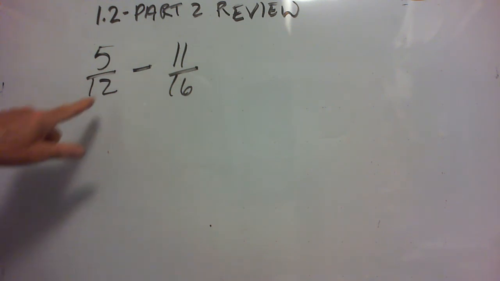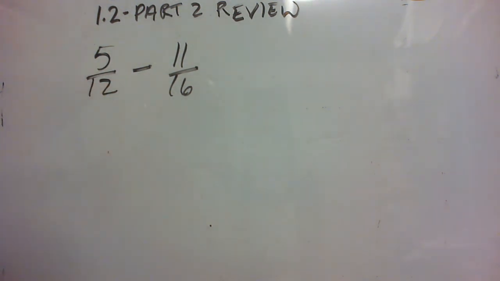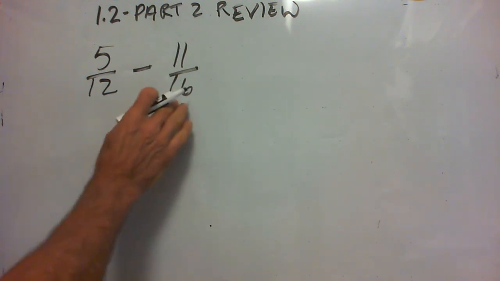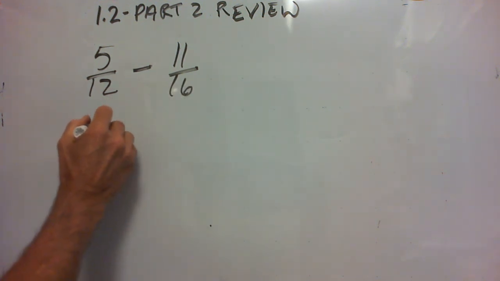Okay, in our next problem, we're taking 5/12 minus 11/16. First thing we're going to have to do is find a common denominator, a least common denominator. Now you could take 12 times 16. That would give you a common denominator. But you can find a smaller one by taking multiples of 16.